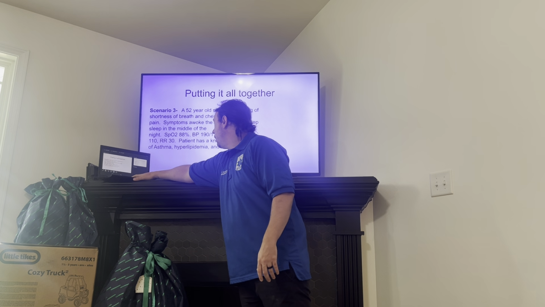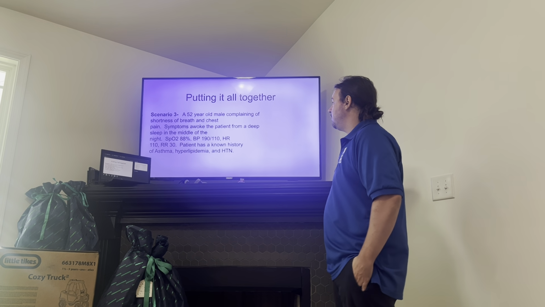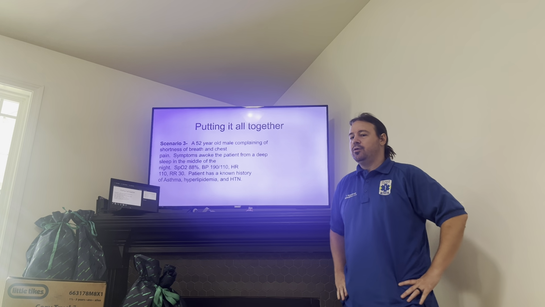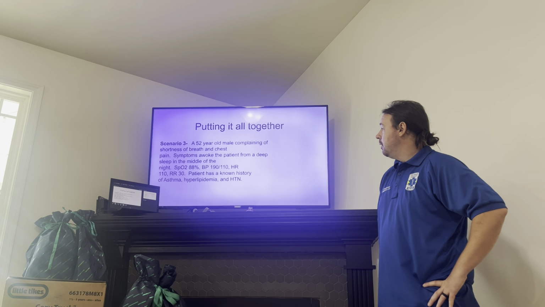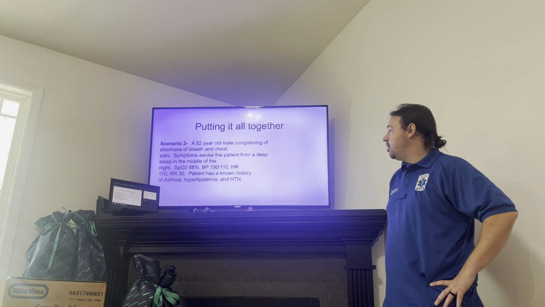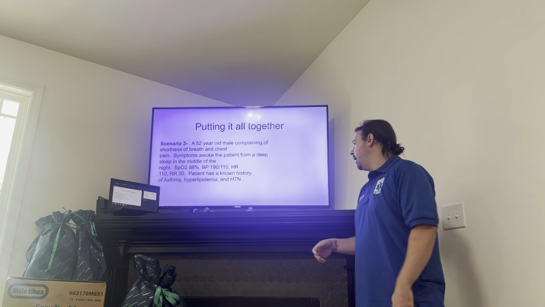And then let's do one more. We've got a 52-year-old male complaining of shortness of breath and chest pain. Symptoms awoke the patient from a deep sleep in the middle of the night. The SpO2 is at 88%, blood pressure 190 over 110, heart rate of 110, respiration is 30. Patient has a known history of asthma, hyperlipidemia, which is just high cholesterol, and high blood pressure.